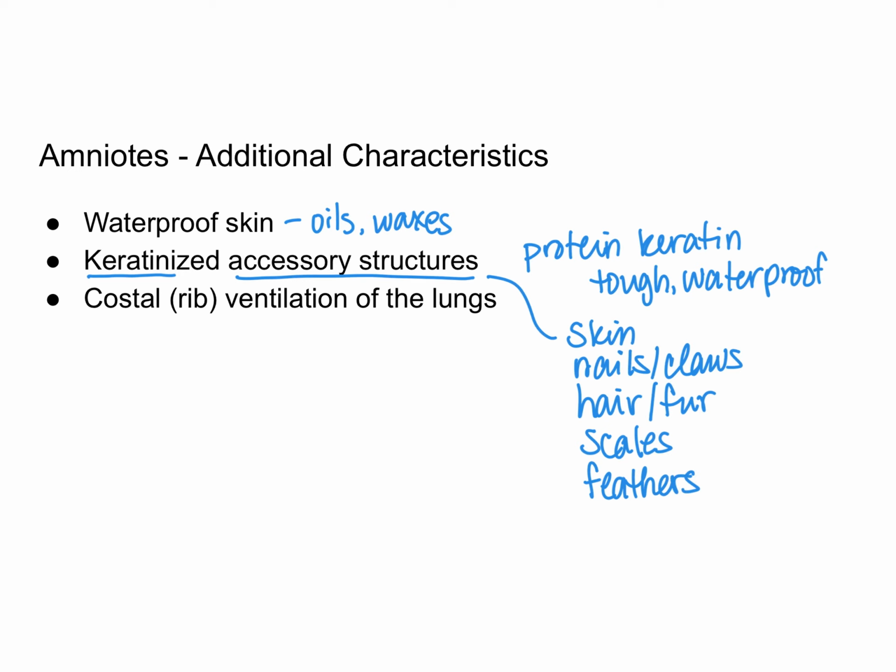Amniotes also have costal ventilation of the lungs, and costal is a word that just refers to ribs. What this means is that the lungs are actually attached to the inside of the rib cage, and then muscles move the rib cage out and in. As the muscles are moving the rib cage, it is causing air to flow into the lungs or be pushed out of the lungs. We'll talk about that more when we get to the respiratory system.